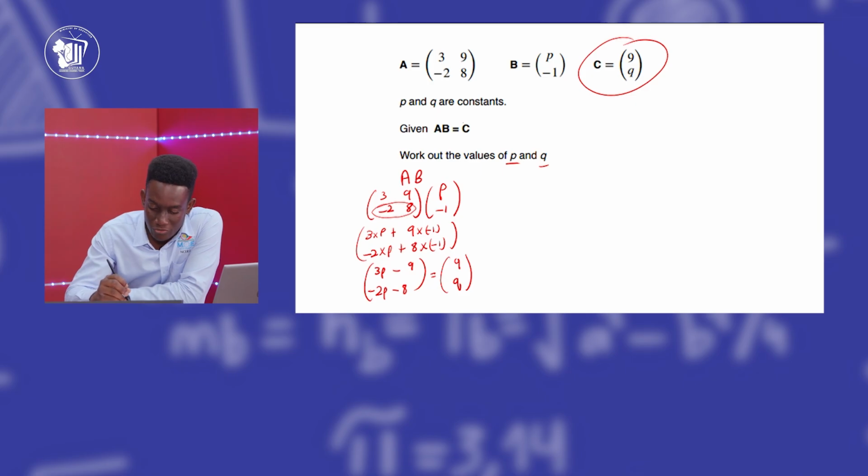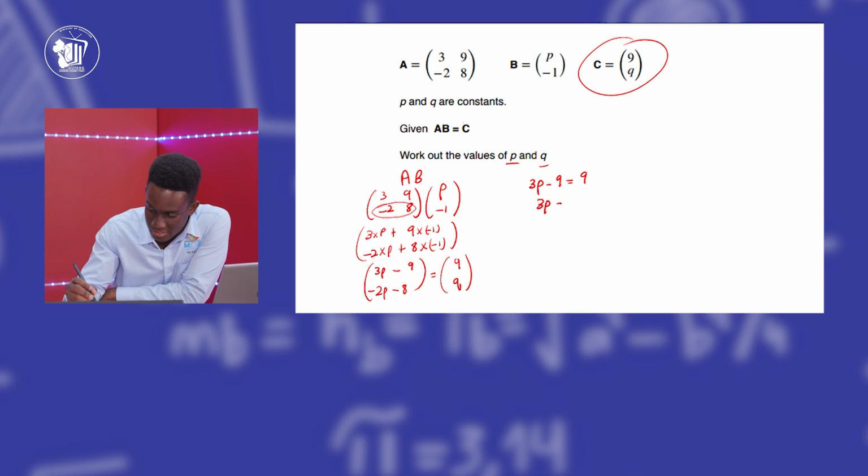For the first one, we have 3p minus 9 is equal to 9. So we can solve for p here. 3p will be equal to, so this 9 is subtracting, we take it over to add. So 9 plus 9. Hence 3p is equal to 18. P is equal to, 3 is multiplying, so we take it over to divide. So 18 divided by 3. Hence p would be equal to 6. So the value of p is equal to 6.